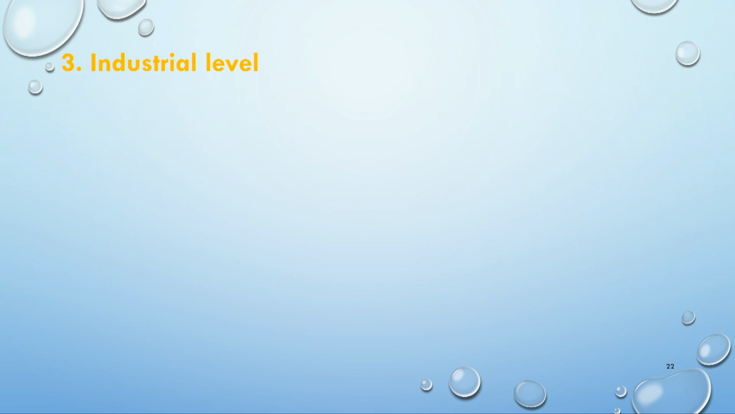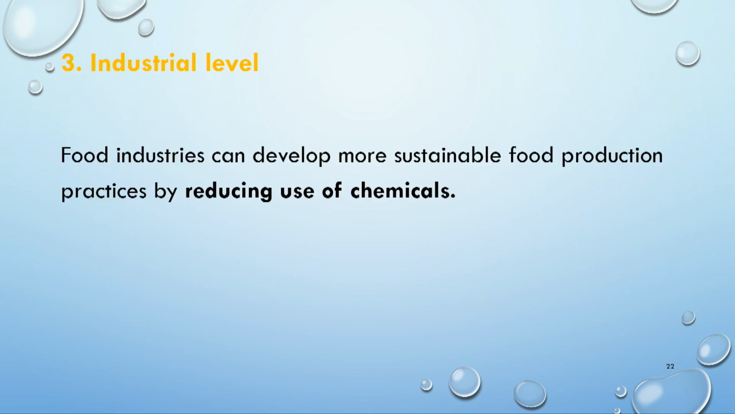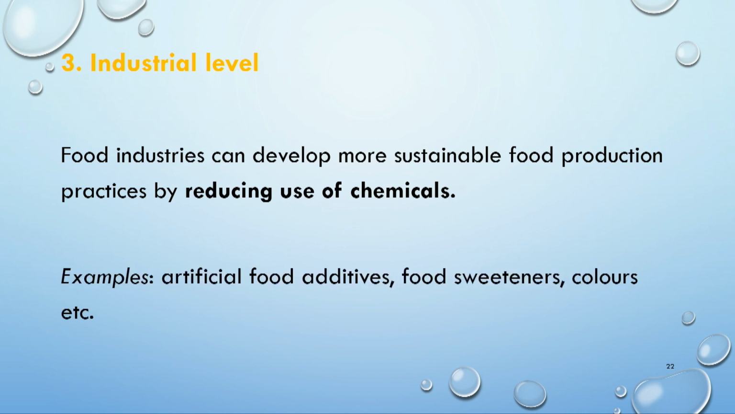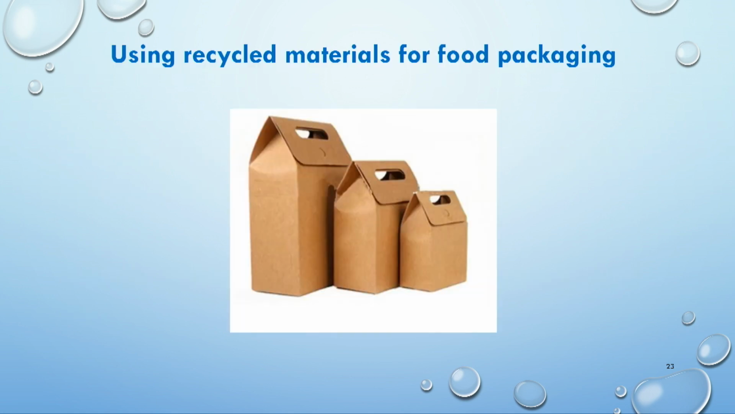At industrial level, food industries can develop more sustainable food production practices by reducing use of chemicals. Examples: artificial food additives, food sweeteners, colors, etc. can be reduced in food production practices. We can also use recycled materials for food packaging.